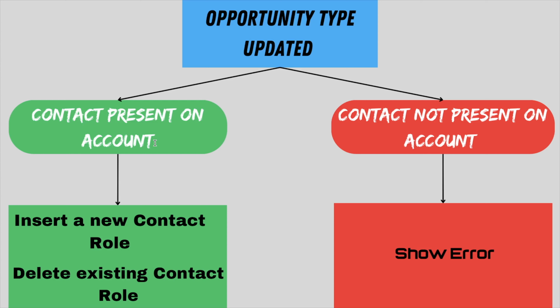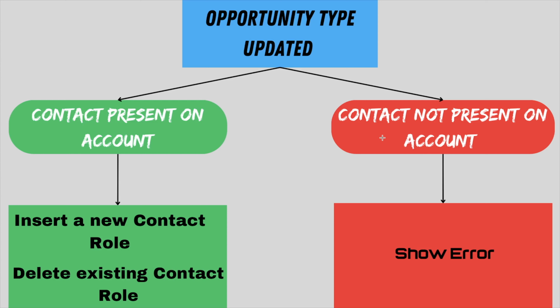First scenario is that if a contact of the same type is present on the account. Let's say the value in the type field of the opportunity record gets updated from customer to partner and there is a contact with the partner value in the type field present. Then in that case, we need to perform two tasks. First, we need to insert a contact role with the contact of the same type, and second, we need to delete the contact role which is already present on the opportunity record. So this could be the scenario if there is a contact of the same type present on the account.